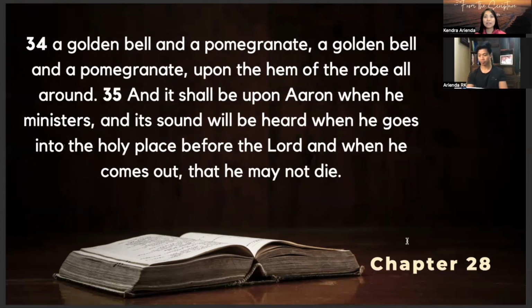A golden bell and a pomegranate, a golden bell and a pomegranate, upon the hem of the robe all around. And it shall be upon Aaron when he ministers, and its sound will be heard when he goes into the holy place before the Lord, and when he comes out, that he may not die.